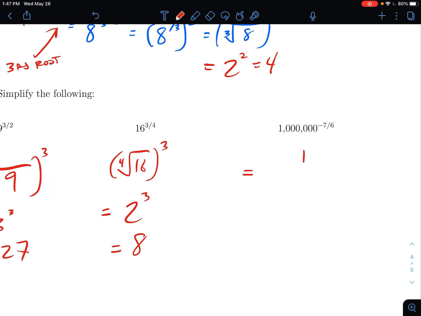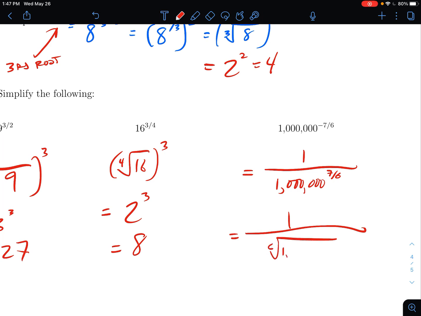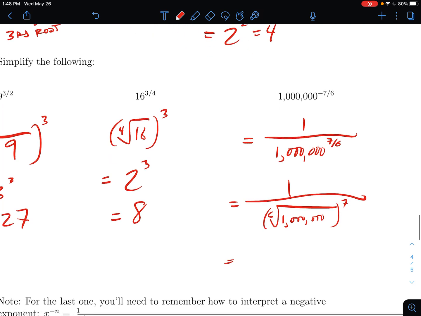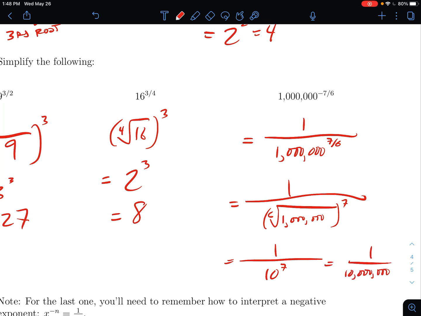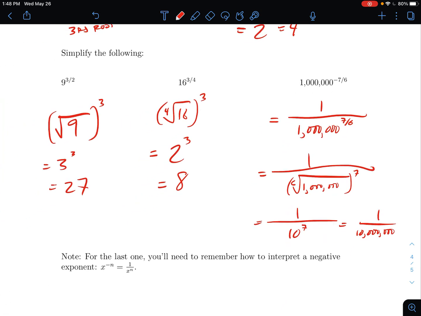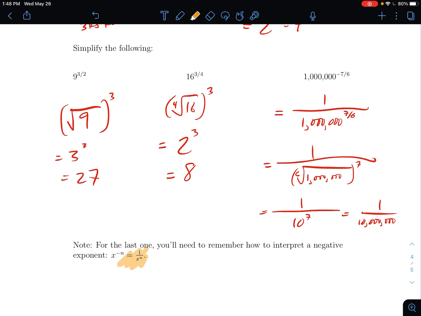Negative powers are the corresponding positive power, but in the denominator. Seven-sixths power means the 6th root raised to the 7th power. The 6th root of 1,000,000 is 10. I made this fairly nice. So this is 1 over 10 to the 7th, or if you want to expand that, 1 over 10 million. So you'll notice this is the rule we used.